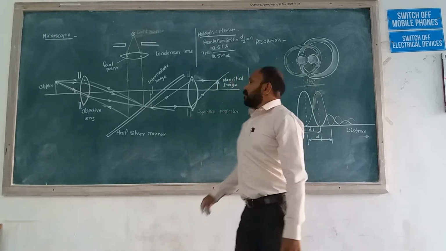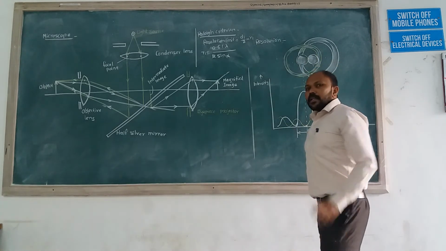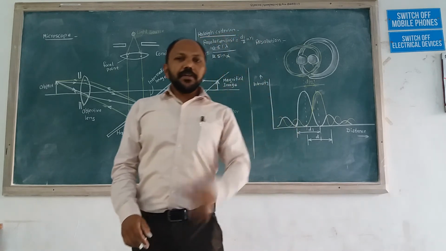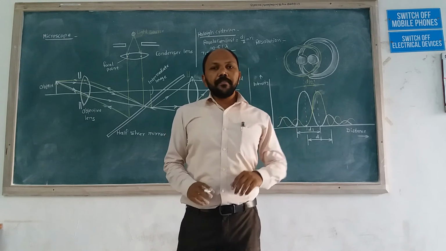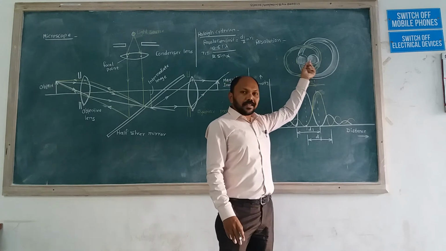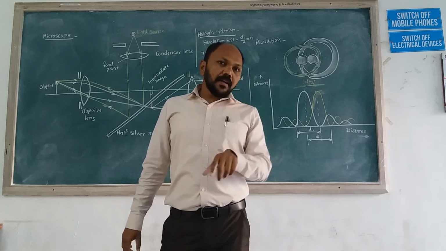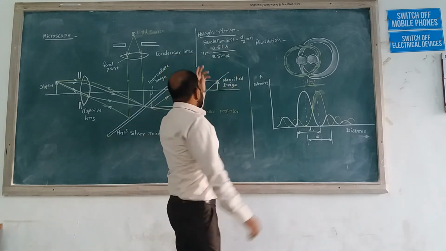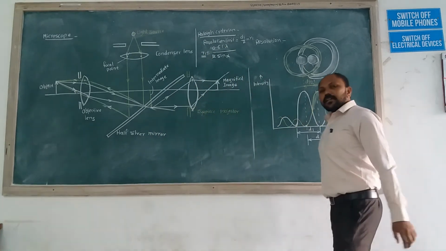If we reduce this r1 value, then our picture gets clear. If r1 gets reduced, then resolution is high. High resolution means better quality. So if we reduce this distance, if those bright spots come closer to each other, then we get the clear image. And how do we get the clear image? When we reduce this radius r1, then we get a clear image.